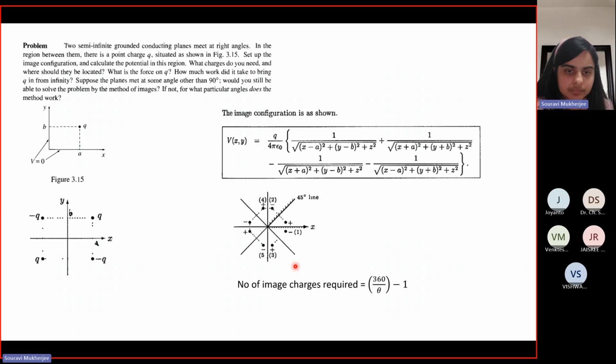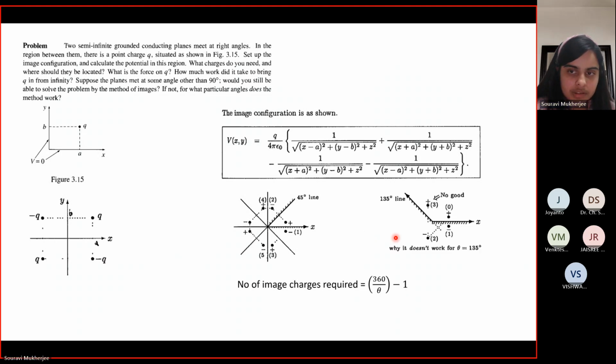In general, if you have two such plates at some angle theta, the number of image charges required is 360 degrees divided by theta, minus 1. In this case, it was 90 degrees, so you have 4 minus 1, 3 point charges. Similarly, here it is 45, so it is 360 divided by 45, minus 1. So it's 7, right? This is how the image charges are used.